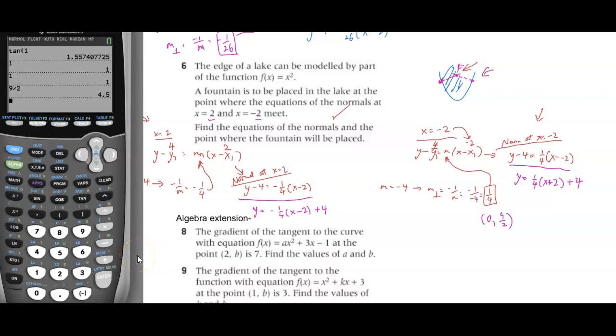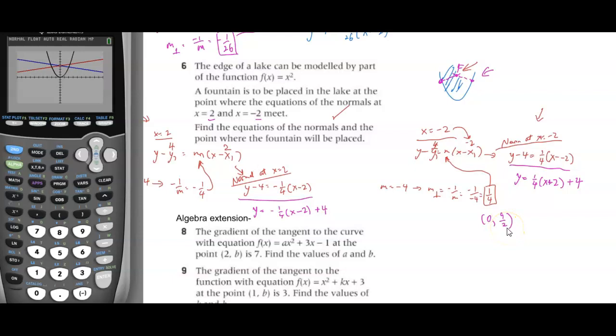I'm going to draw you a picture just like this and this is just extra. Okay? We're done with the problem. The answer was 0, 4.5 or 0, 9/2. That's where the fountain will be placed. I'm just going to draw the function again, the curve, because then you can kind of see this picture here. Do you see there's the lake and this is the normal line at this point. This is the normal line at this point that I drew here. And they intersect right in the middle, which is 0, 4.5 or 0, 9/2.